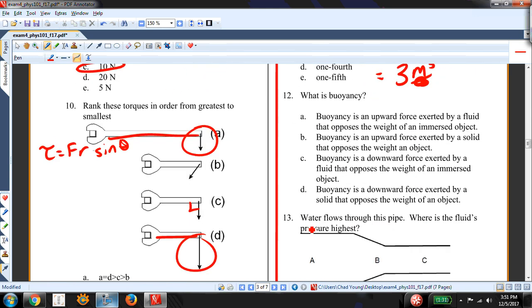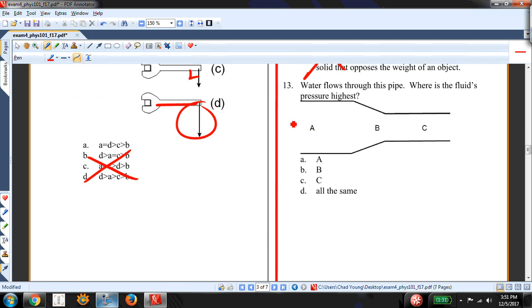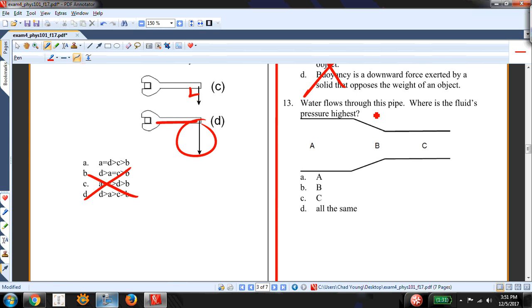What is buoyancy? Well, buoyancy is an upward force. So I can get rid of these two. It's not exerted by a solid. That's not true. It's actually exerted by a fluid, and it opposes the weight of an immersed object. Where is the fluid's pressure highest? Well, the pressure is highest where V is small. Remember, that comes from Bernoulli's principle. And V is small here and big here by the equation of continuity. So the pressure is highest in A.